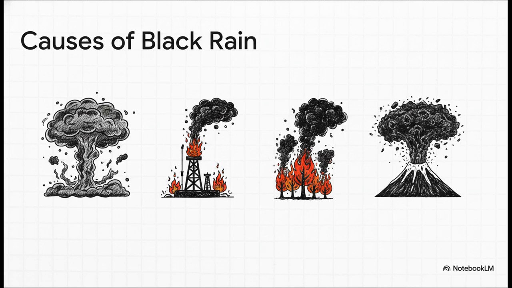And yeah, the causes of black rain are just as extreme as you'd imagine. We're talking about catastrophic, high-energy events. Things like the nuclear detonation over Hiroshima, the massive oil well fires in Kuwait after the Gulf War, or enormous wildfires and volcanic eruptions. These events blast huge volumes of soot, ash, and debris up into the atmosphere, which then gets washed out by the rain.